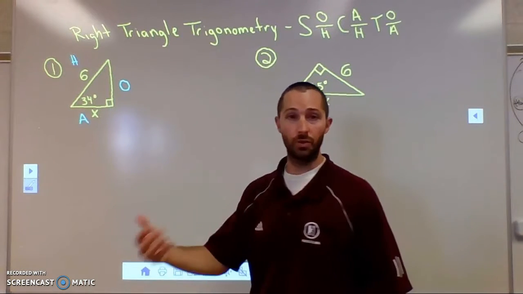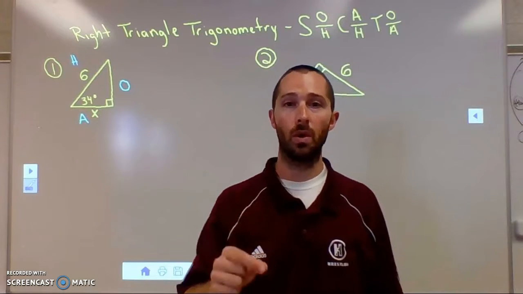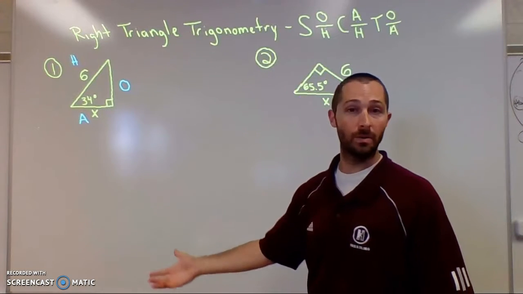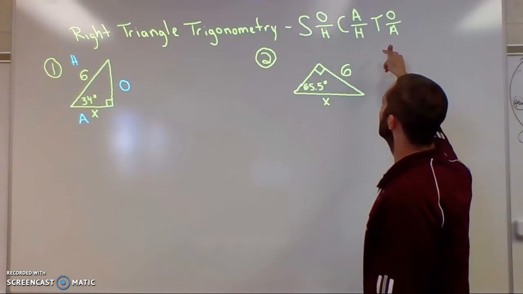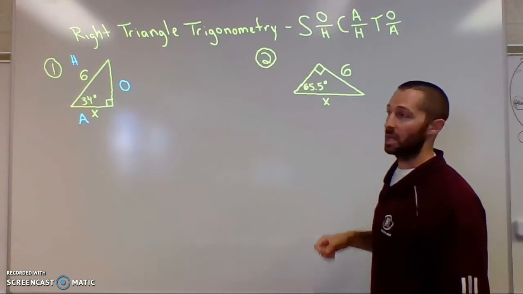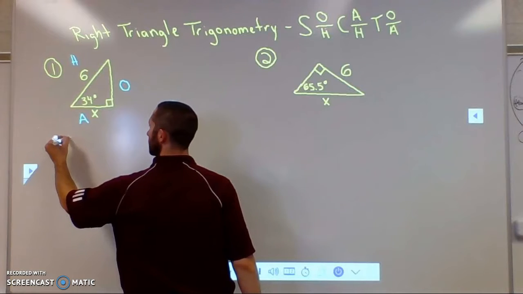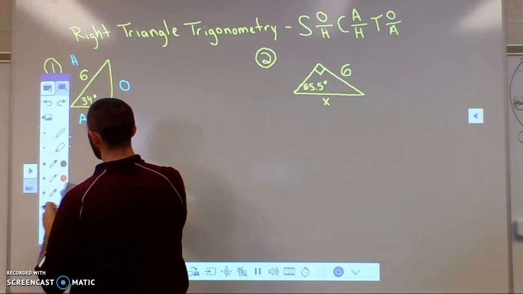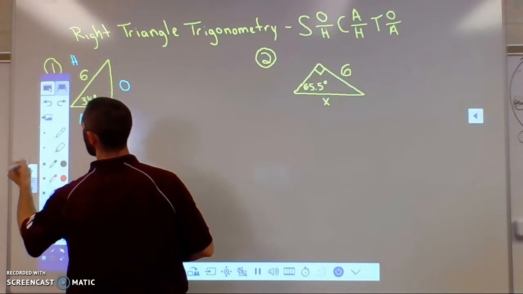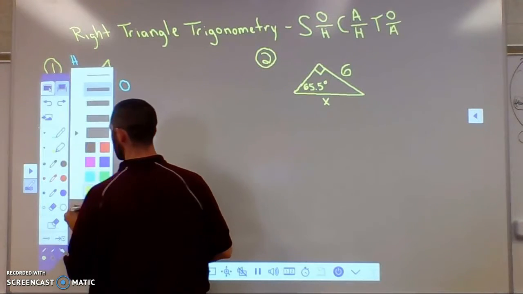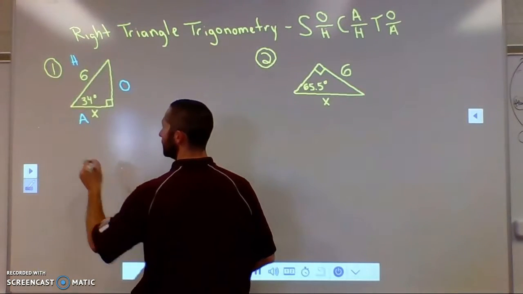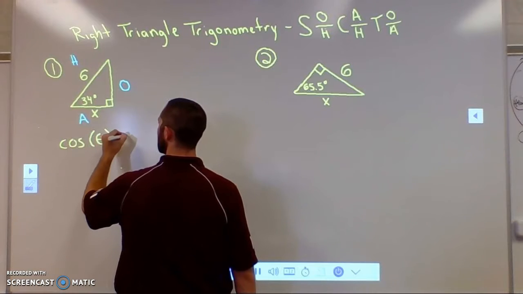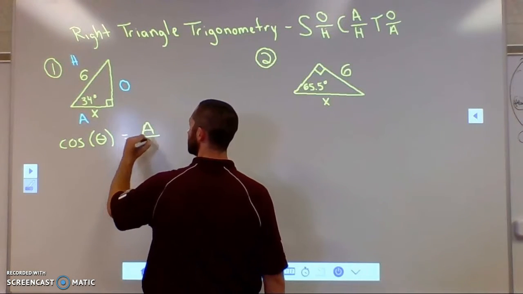Now, next step is choose which trig function I am going to use to solve for my unknown information. So looking at it, I want to find the adjacent side. I know what the hypotenuse length measure is. So I look up here at SOHCAHTOA. Cosine involves the adjacent and hypotenuse, so I'm going to use cosine here. So cosine of my angle equals the adjacent side over the hypotenuse.